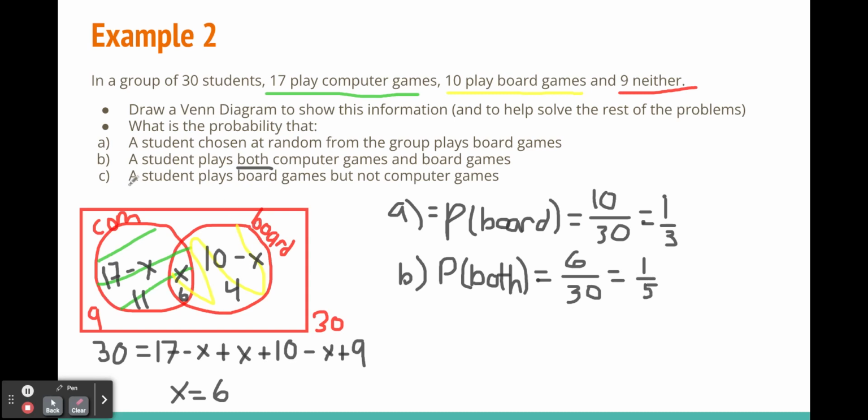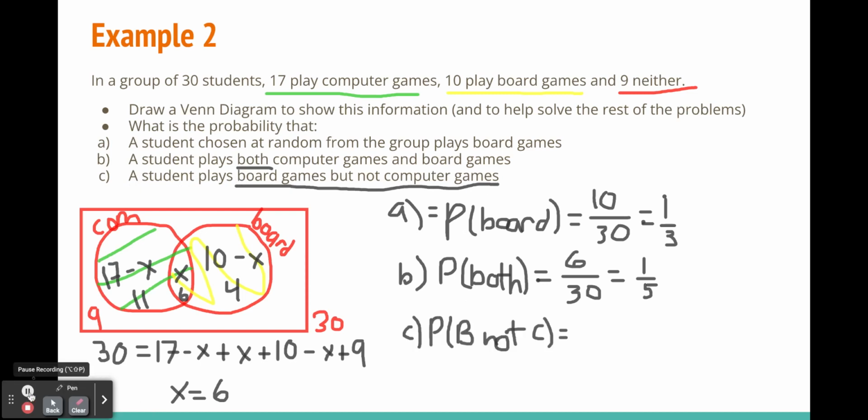And our last question, find the probability that a student plays board games but not computer games. So for this question, we go again in our circle for board games, and we see that in board games, we have 6 who play both board and computer games, but only 4 of them play board games only. So the probability that they play board games but not computer games is 4 out of our possibility of 30. And if you simplify this one, we're going to get 2 out of 15.